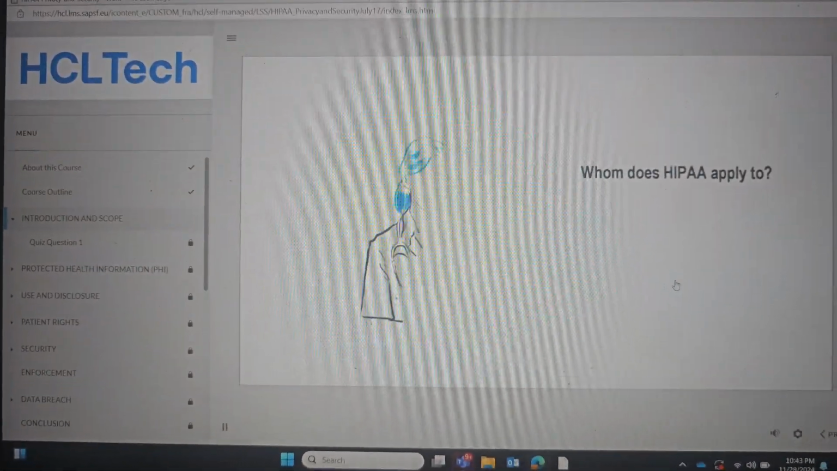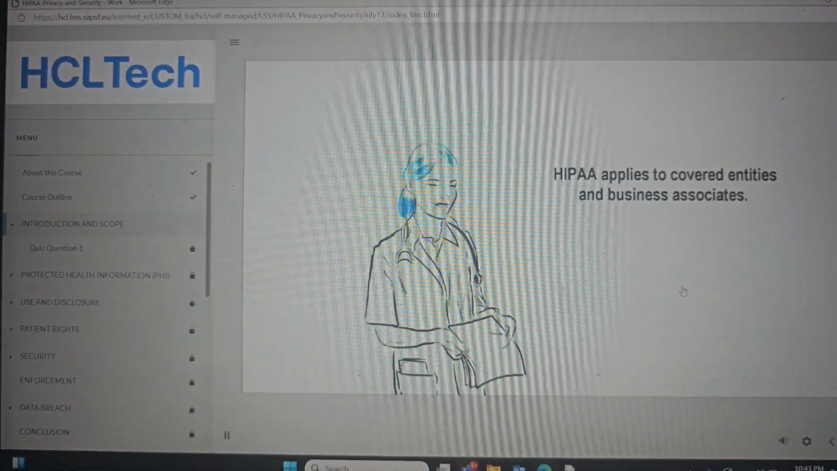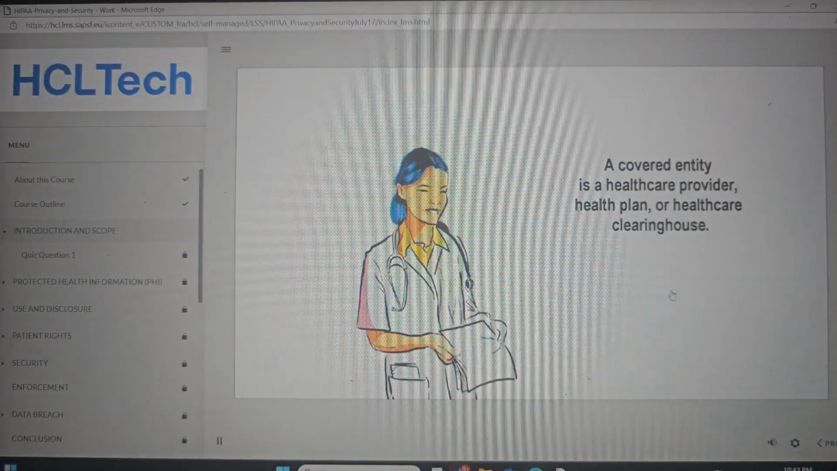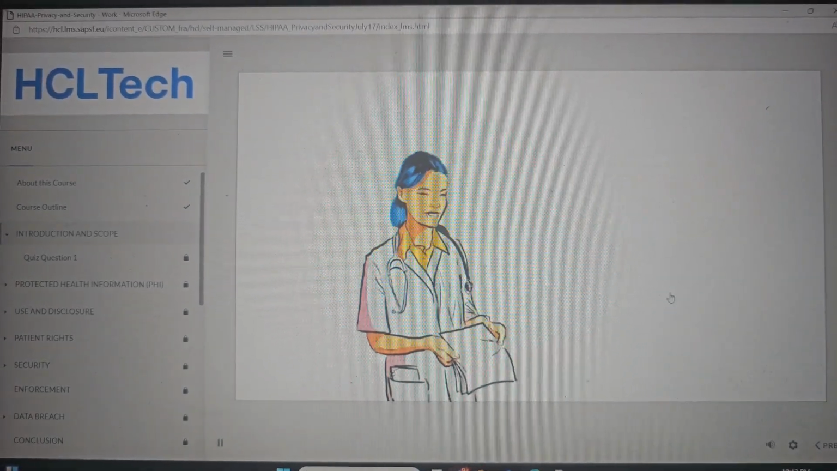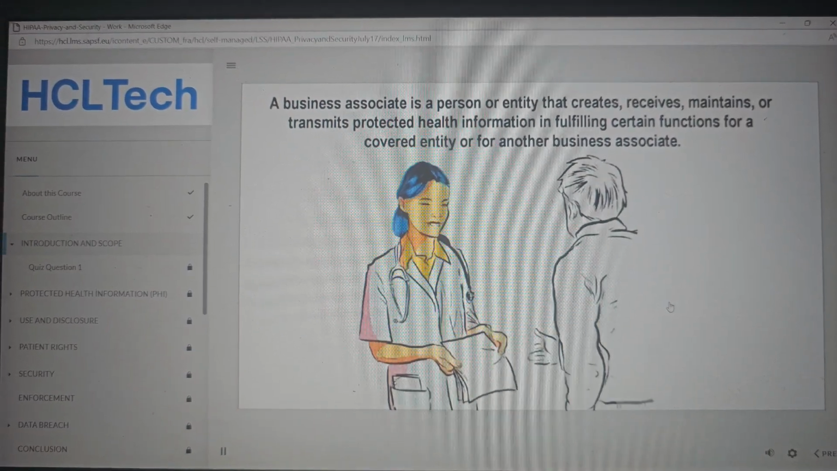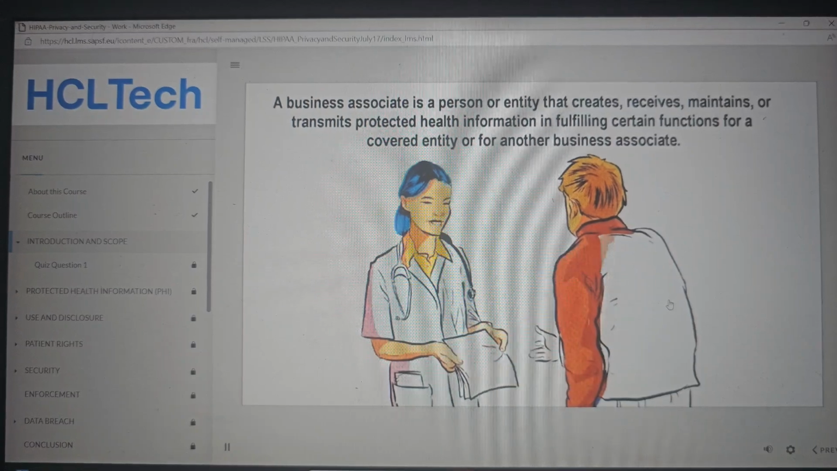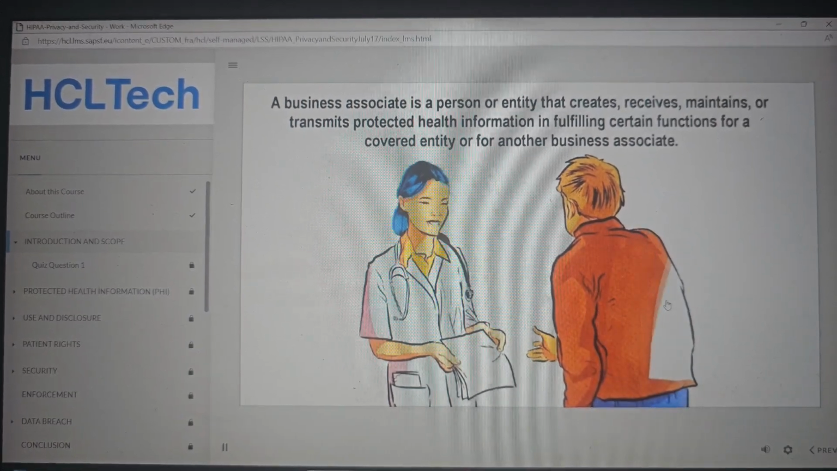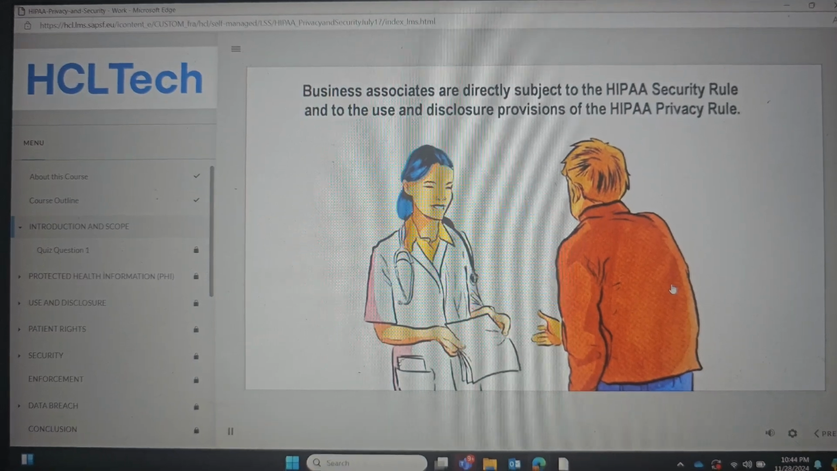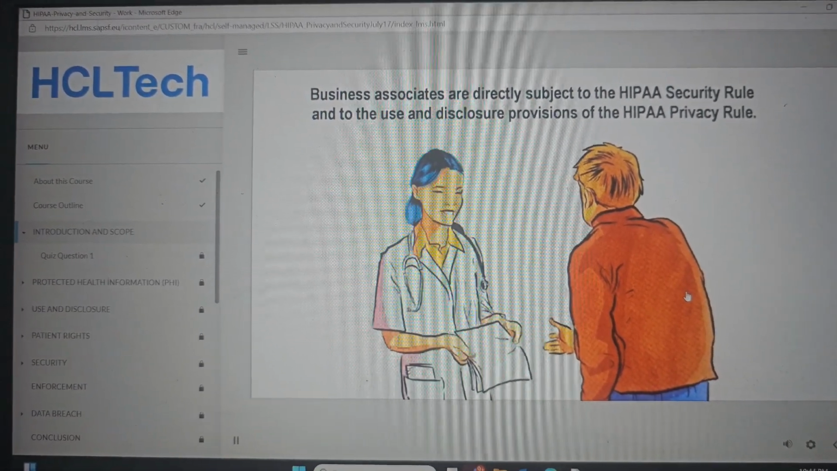Whom does HIPAA apply to? HIPAA applies to covered entities and business associates. A covered entity is a healthcare provider, health plan, or healthcare clearinghouse. A business associate is a person or entity that creates, receives, maintains, or transmits protected health information in fulfilling certain functions for a covered entity or for another business associate. Business associates are directly subject to the HIPAA security rule and to the use and disclosure provisions of the HIPAA privacy rule.